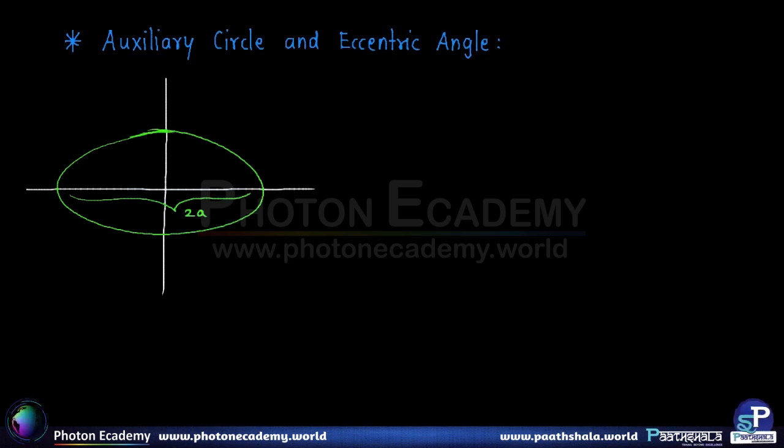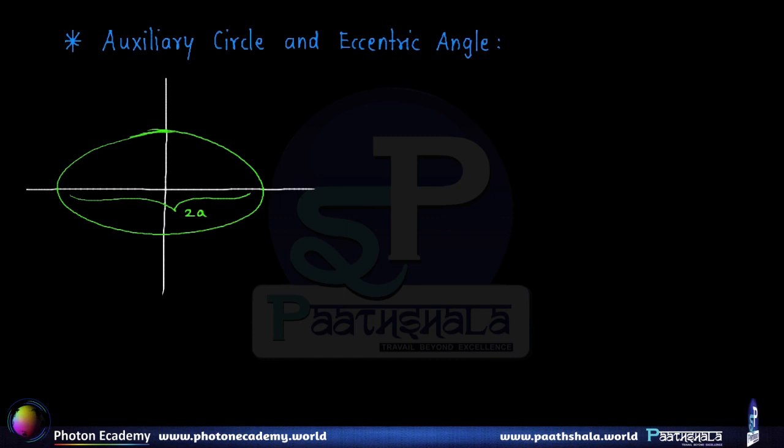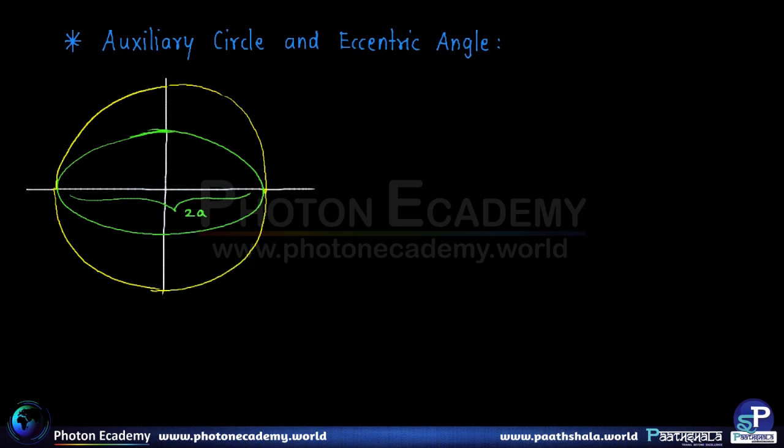Now the auxiliary circle is that circle which is drawn by considering the major axis of the ellipse as the diameter. So if we consider the circle drawn as this, whose one diameter is the major axis of the ellipse, then this circle is called as the auxiliary circle of the ellipse.